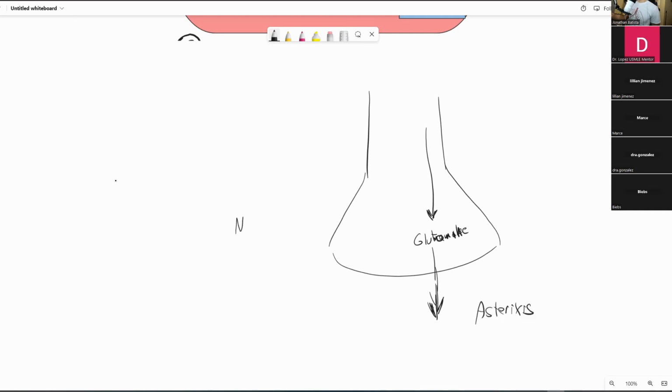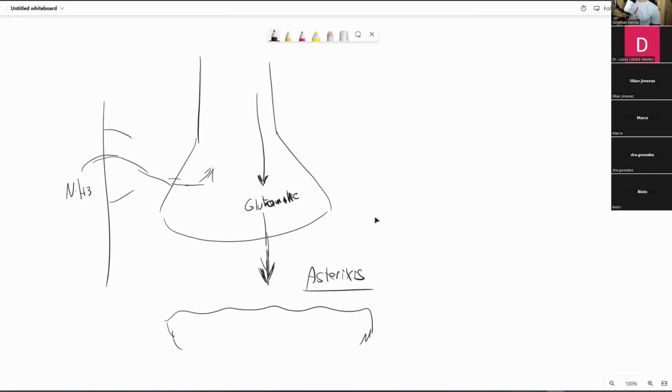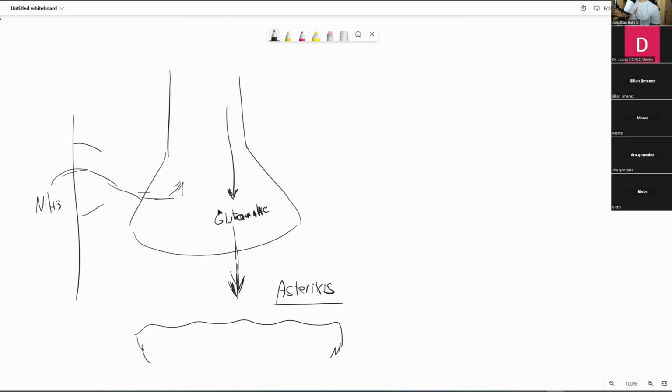So in ammonia, you'll have a process where your astrocytes can take up the ammonia, trying to help you, trying to save you. And what ends up happening is that you have promotion of conversion to glutamine. In the end, glutamine will serve as a neurotransmitter that will actually stimulate. And that's how they get asterixis. That's how they have their shaky hands. So remember that.